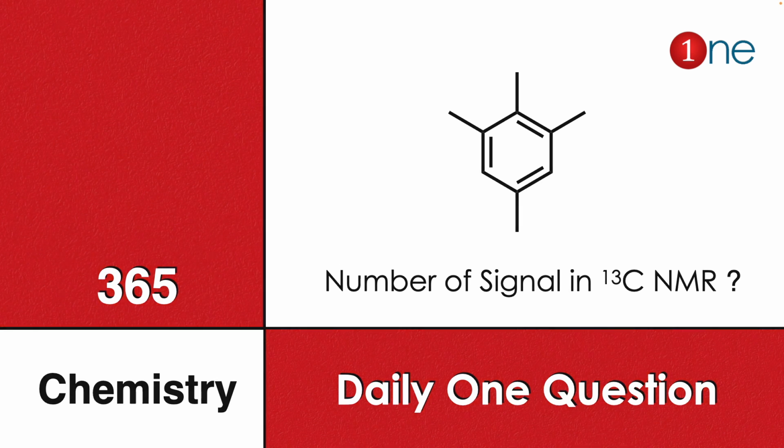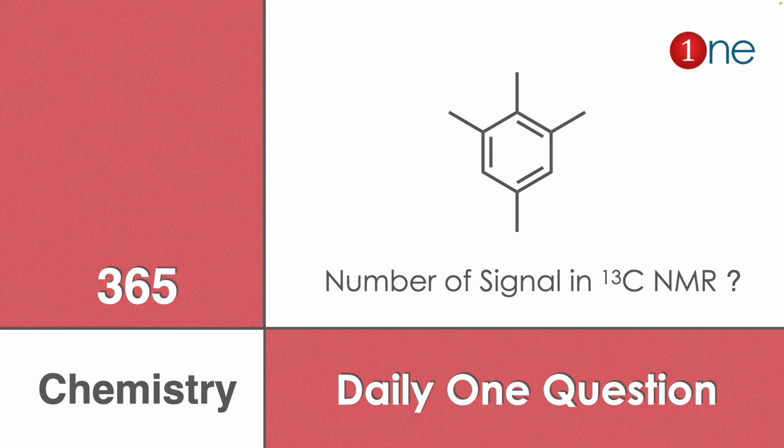Daily one question for you. Here tetramethylbenzene is given. You have to analyze how many signals the compound can give in 13C NMR spectroscopy.